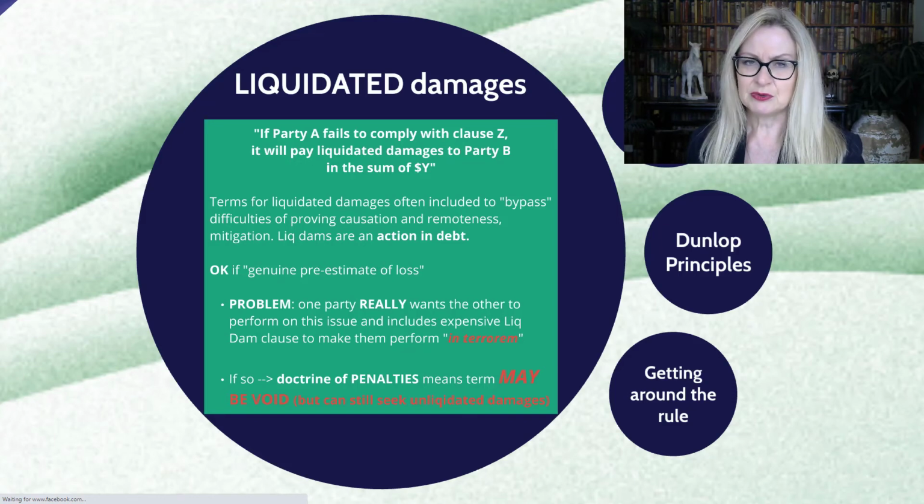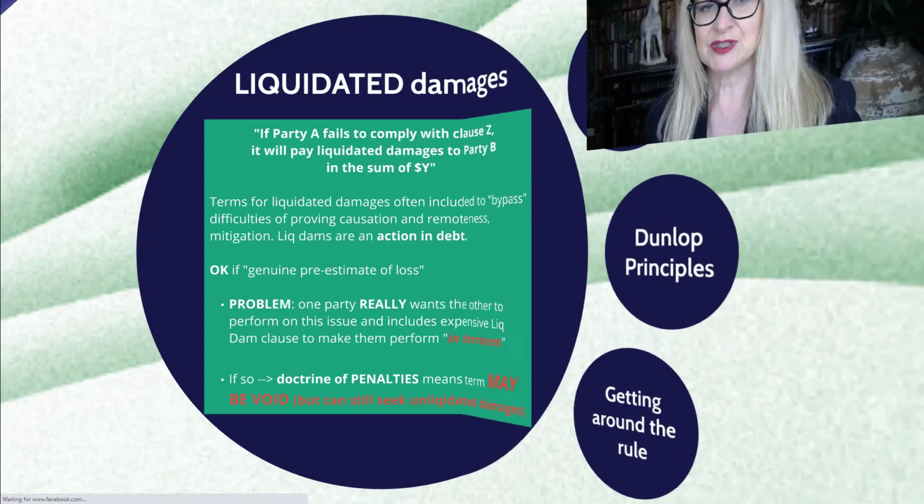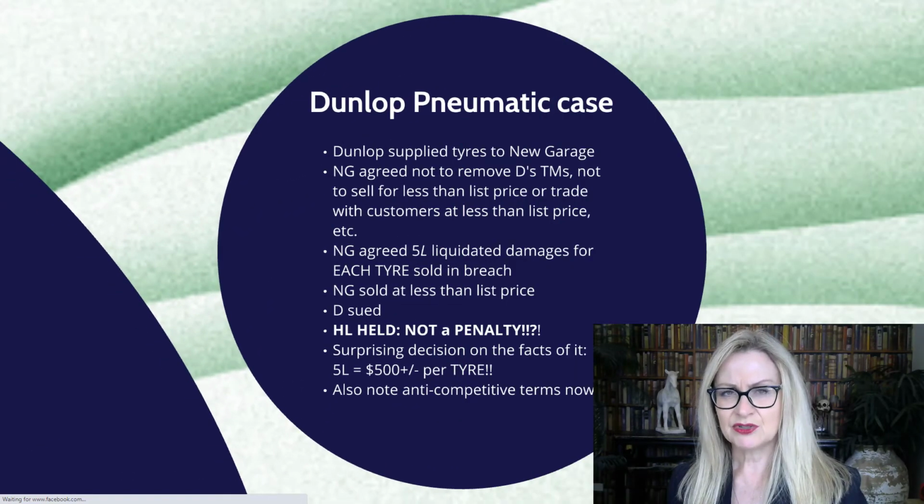Nevertheless, if the liquidated damages clause is void, you can still certainly fall back on your option to claim for unliquidated damages. And the case that kicked off the doctrine of penalties was the 1915 Dunlop Pneumatic Tyres case, which you might remember from an earlier video in this unit.